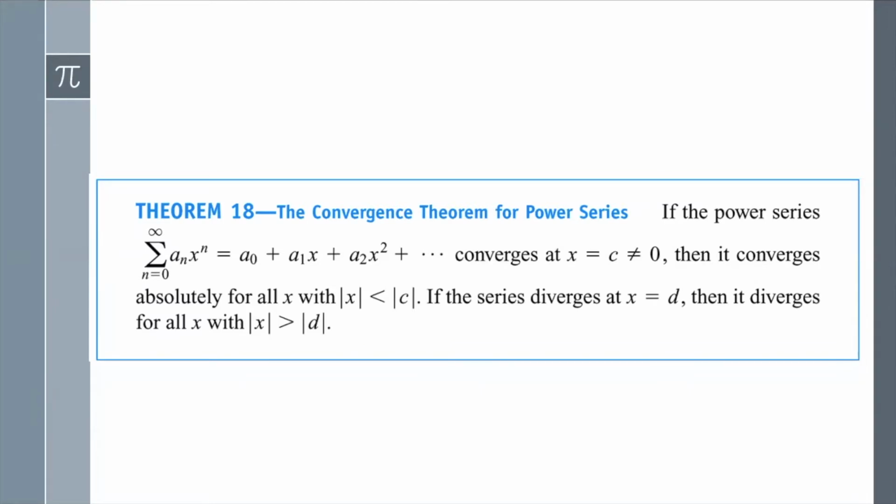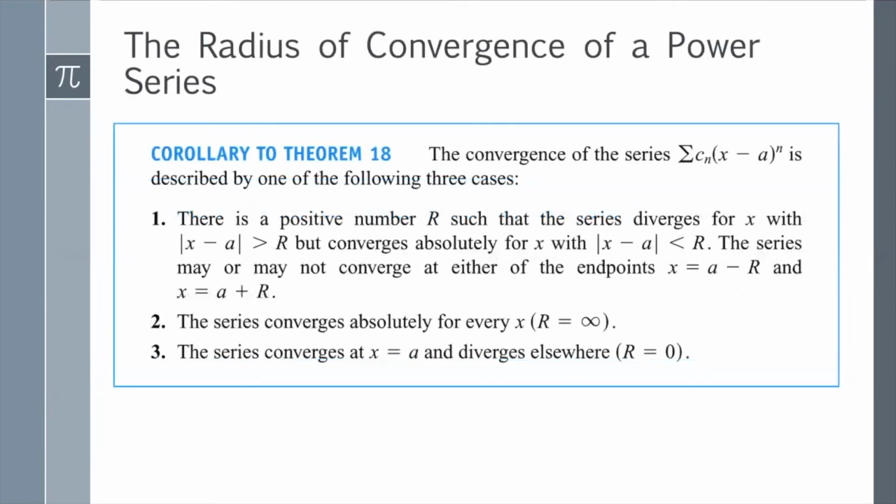This theorem is somewhat easier to understand. I should say the corollary is a little bit easier to understand, and that's all we're really going to use. So as a corollary to that theorem, we have the following. The convergence of the series sum c sub n times x minus a to the n is described by one of the following three cases.